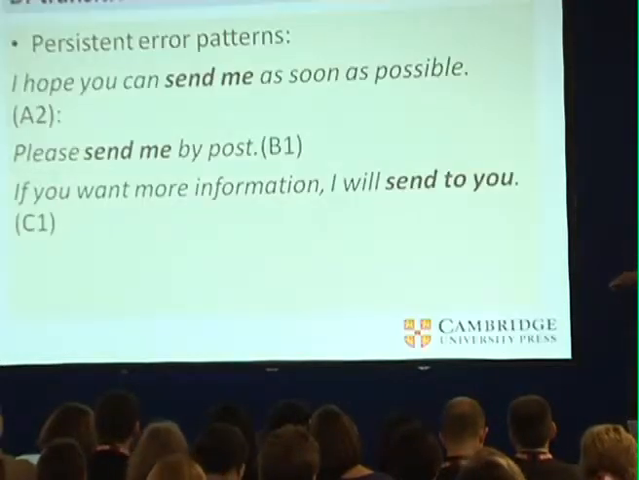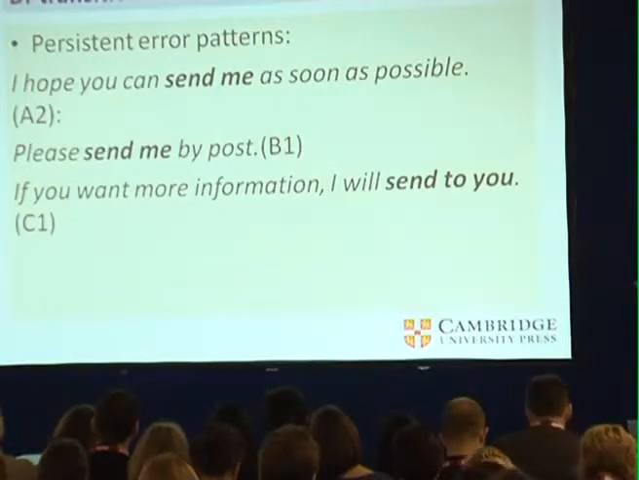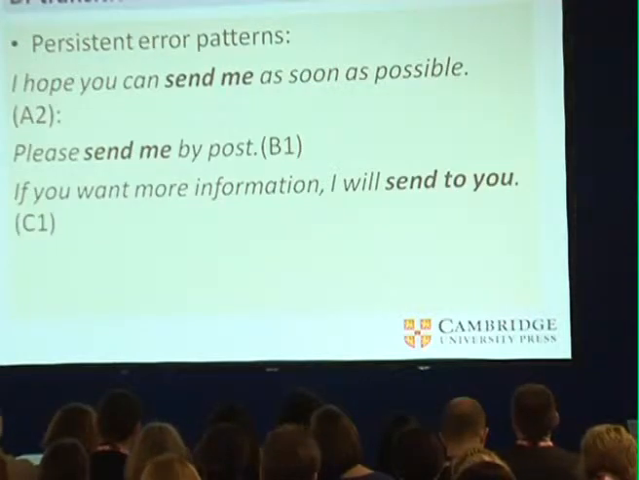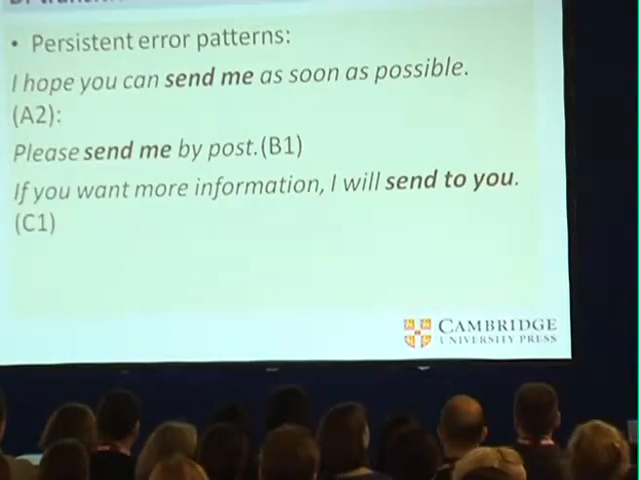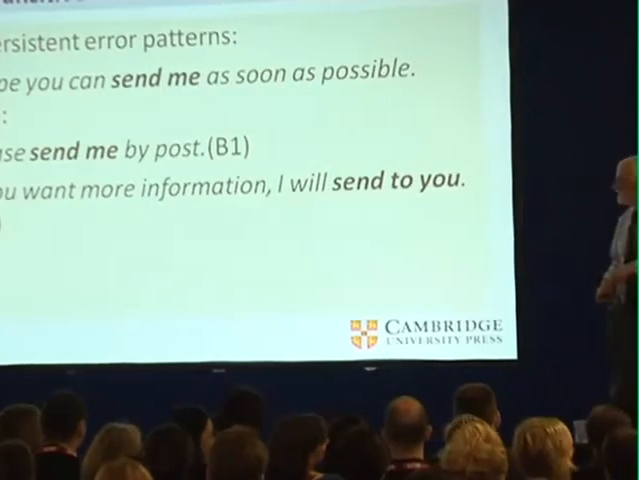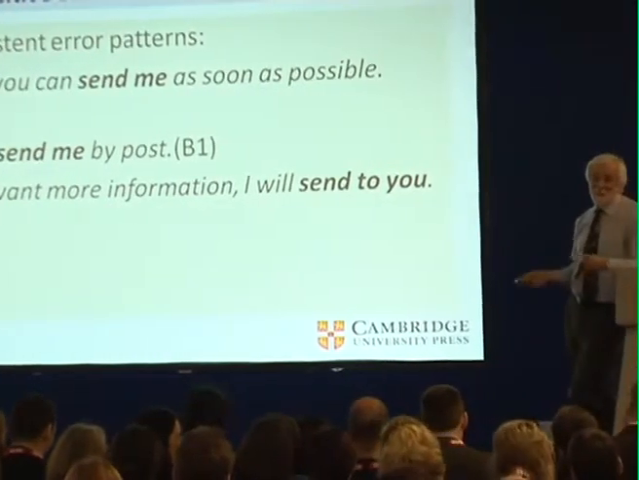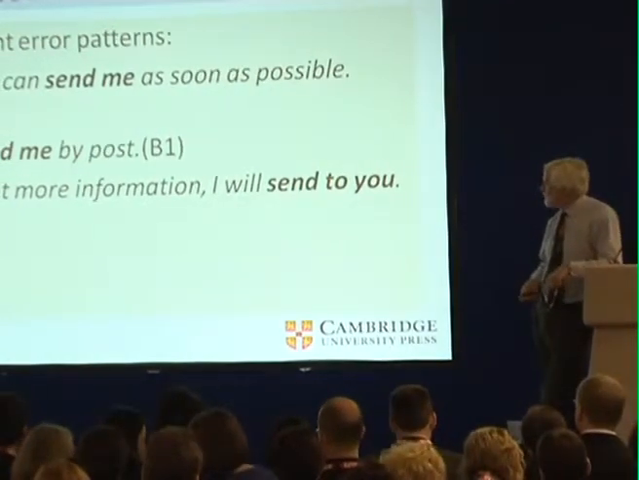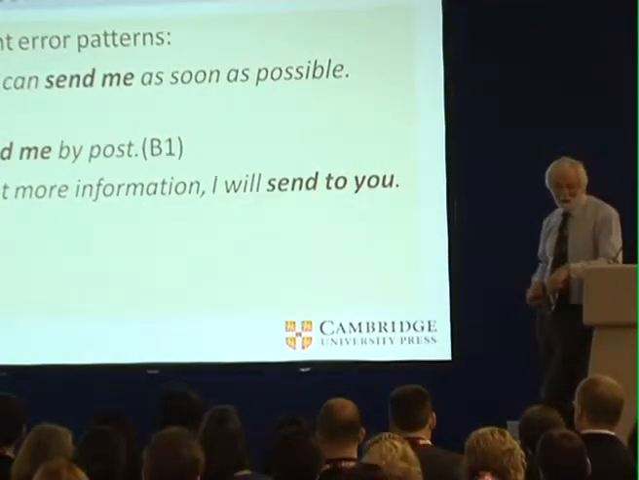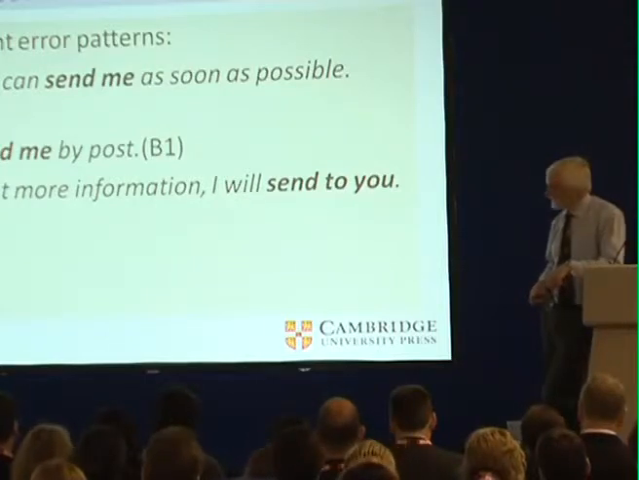The next screen shows some examples with send. And again, persistent error patterns are similar to those with give. I hope you can send me as soon as possible. It's a nice one, isn't it? Of course, if you're not going to send the person, you're going to send something to the person. Send me it, or send it to me as soon as possible. Please send me by post. That's the one I like.